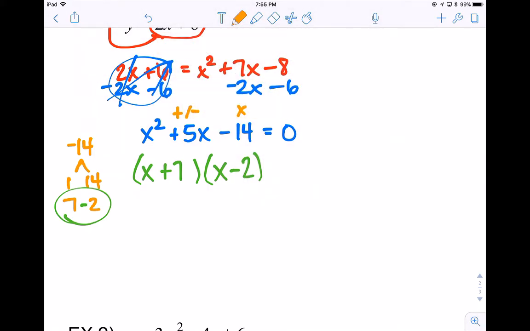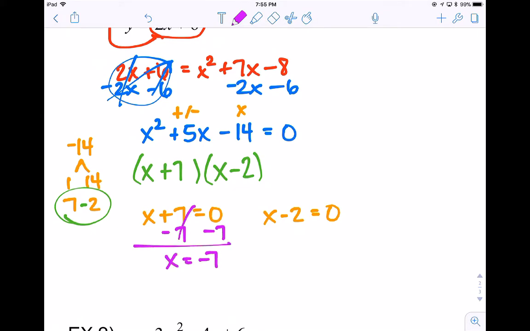And then to solve for x, which is our ultimate goal, we're going to set each of those equal to 0, and then we can get x by itself. So we'll subtract 7, which gives us x equals negative 7 as one answer, and then we'll add 2. That will give us x equals 2 as another answer, or as another value of x, I should clarify.